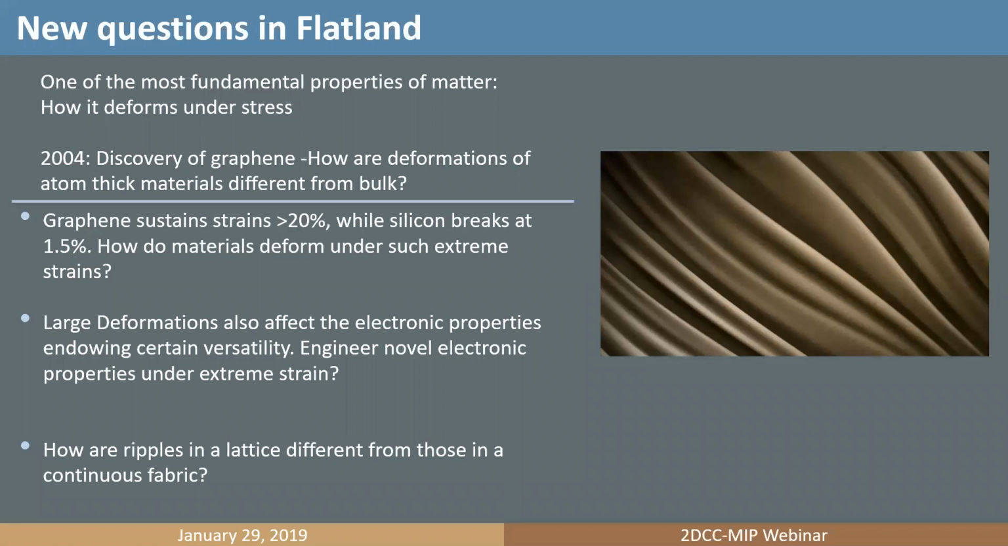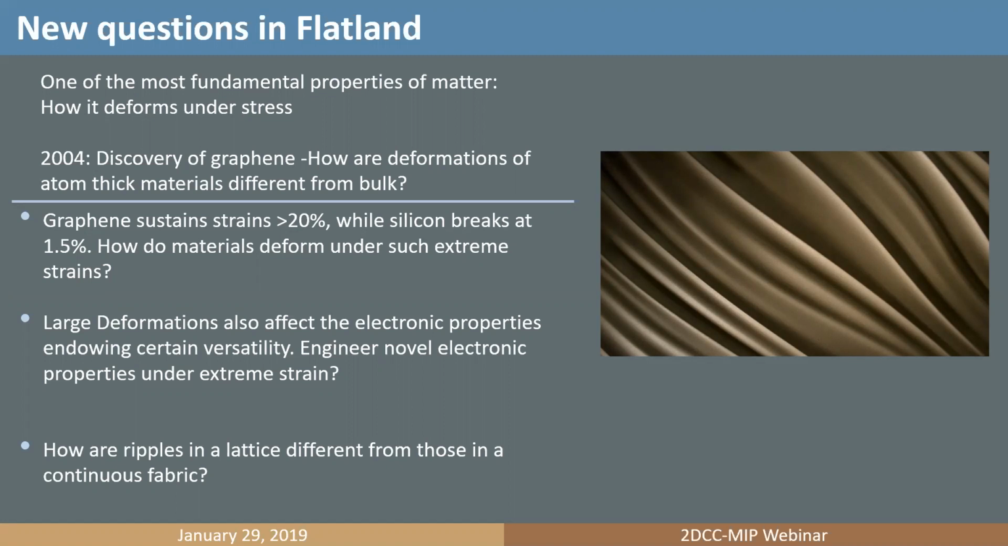However, if you make the length scale of strain variations smaller and smaller, at some point we know that graphene is like a discrete lattice. It's not a continuous material. So the question is, how are ripples in a discrete lattice different from those in a continuous fabric? Lists like this can easily go on and on, but I'll truncate it here to keep it short and just say that the main goal of my research and the talk I'm giving today is to try to find answers to questions like these.